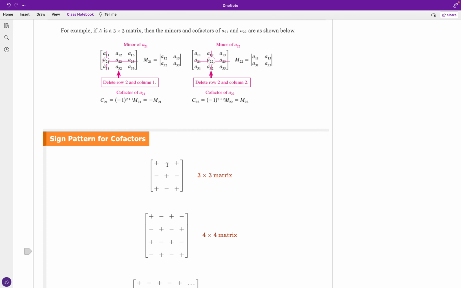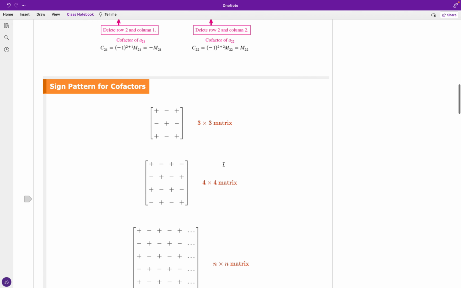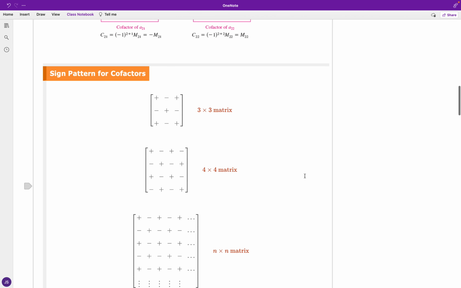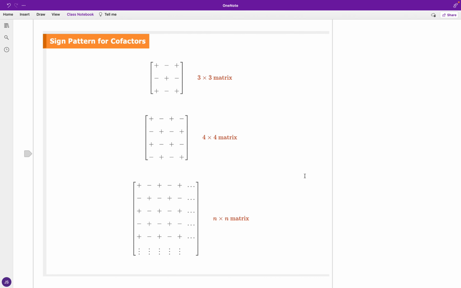They have a positive and a negative and a positive. So this is what you have for a 3 by 3 matrix. For 4 by 4, you have alternating positive and negative signs as you go row by row as well as column by column. And this continues endlessly for n by n matrices. You still maintain the use of alternating positives and negatives.